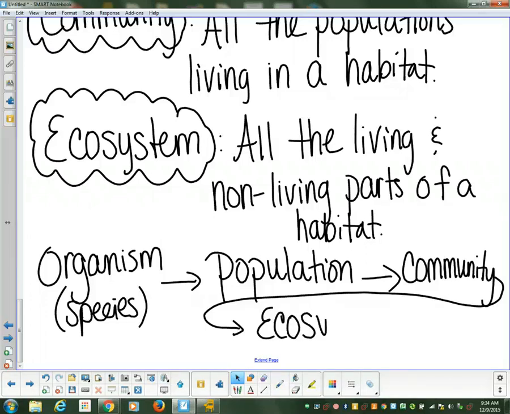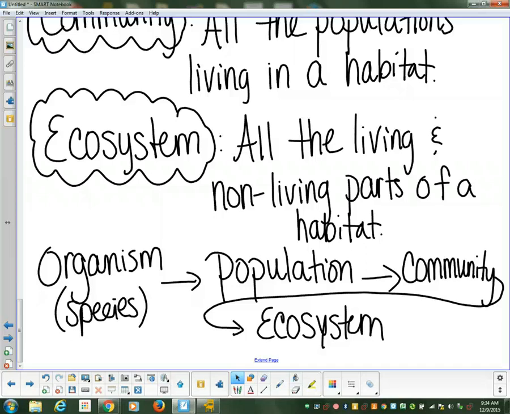ecosystem. Okay, so it's kind of like how we get to an ecosystem. You got to start with one individual species. And when you have more than one individual species, it now becomes a population. And when you have multiple populations of different organisms, it now makes up a community. And when you start to account for the non-living parts of it, it makes up an ecosystem.